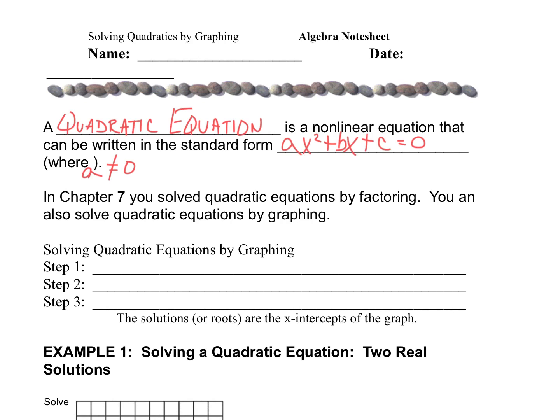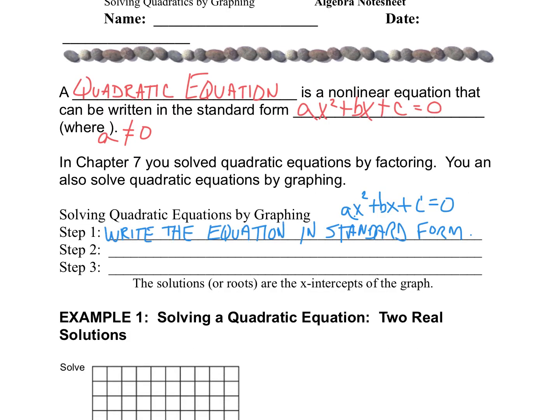So in Chapter 7, we solved quadratic equations by factoring. We can also solve these quadratic equations by the graphing method. So here's how you would do it. Step 1, we're going to write our equation in standard form. If our equation is not in this form where the 0 is by itself, we would rework it and move things so that we get ax squared plus bx plus c equals 0.